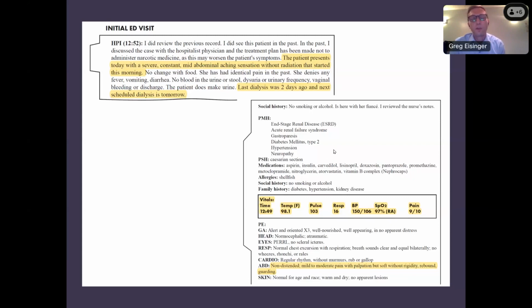Of course, the LFTs are going to tell us if there's a hepatitis or another biliary process that could be going on, explaining her pain, cholangitis, cholecystitis. We're going to grab that lipase to look for pancreatitis.